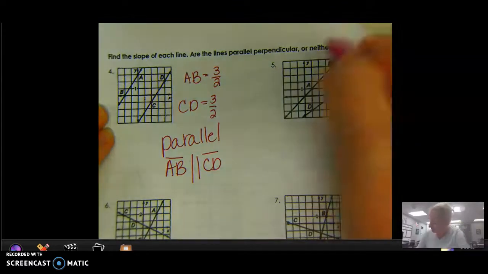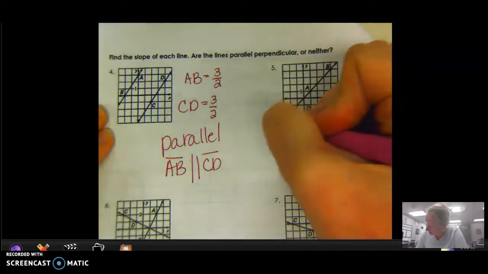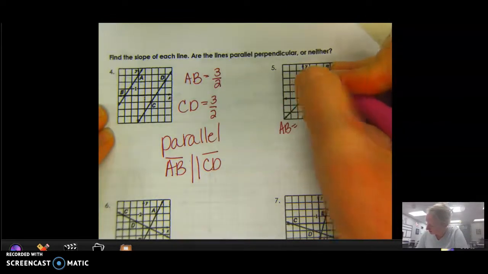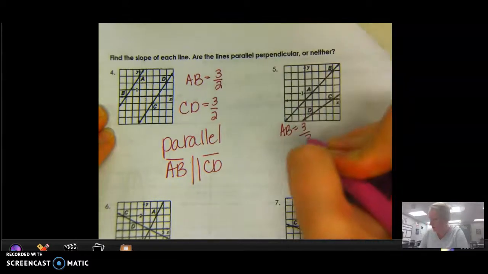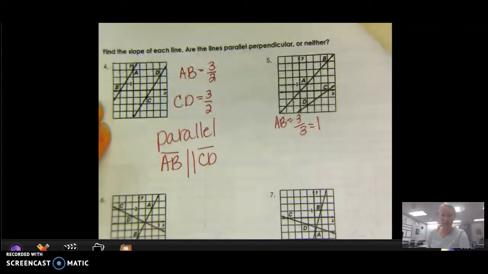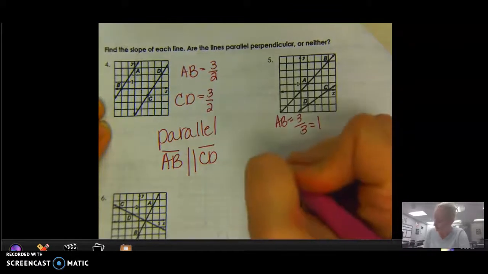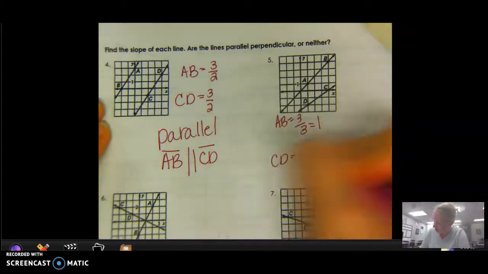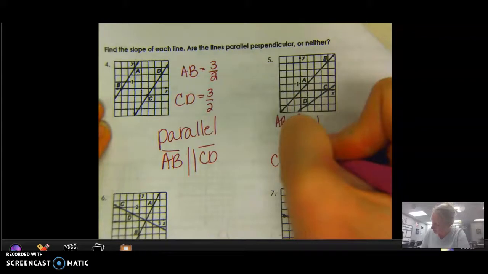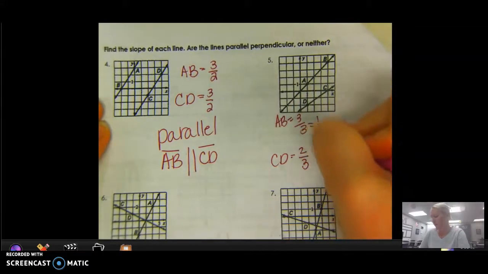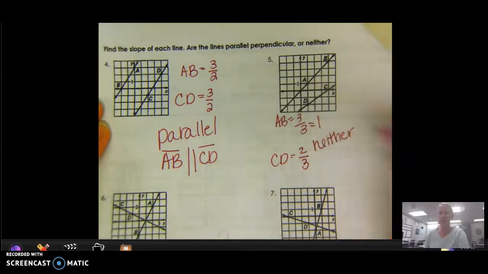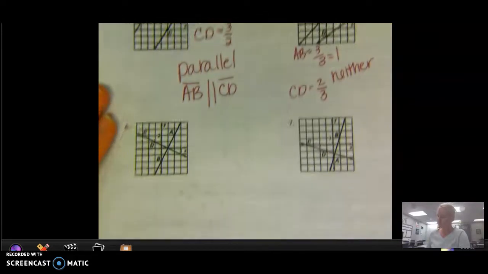Number 5, AB, 1, 2, 3 over 1, 2, 3. 3 over 3 reduces. You always want to reduce your slope also to 1. So AB has a slope of 1. CD has a slope of up 1, 2. And I run 1, 2, 3. So 3. So they are neither. They're not opposite reciprocals, and they're not exactly the same to be parallel.